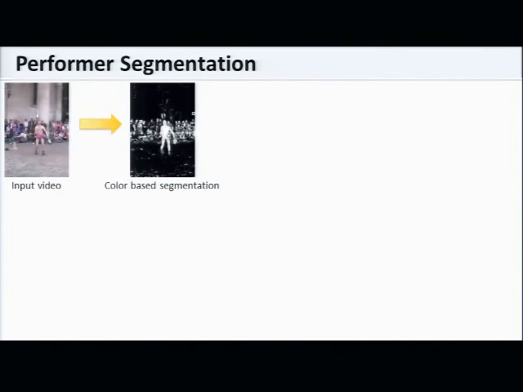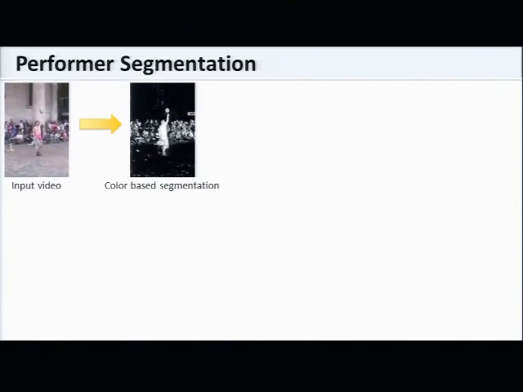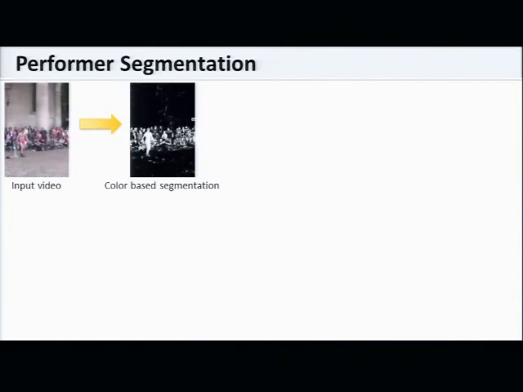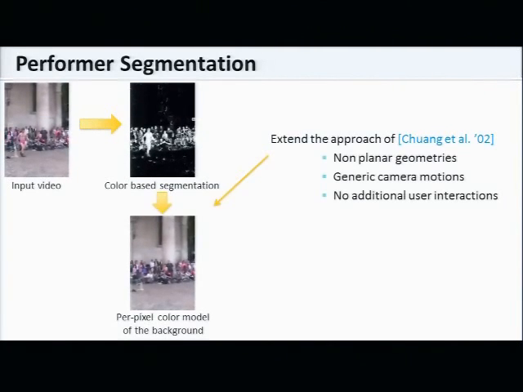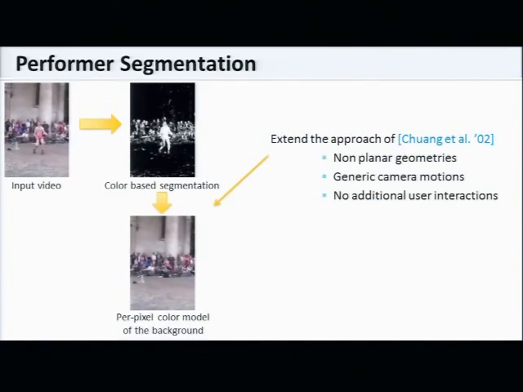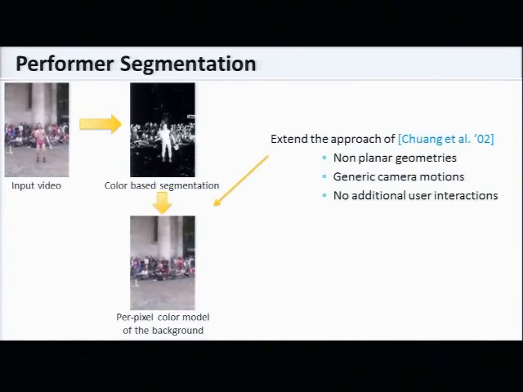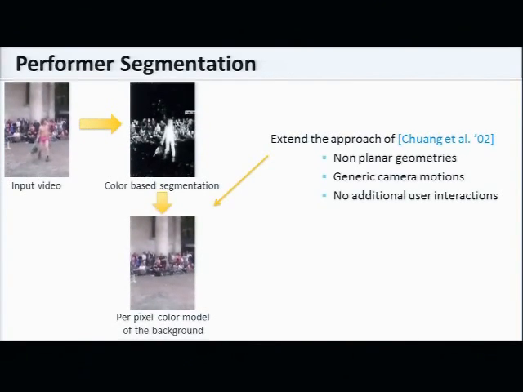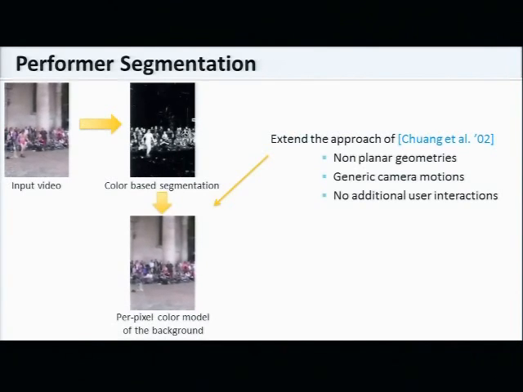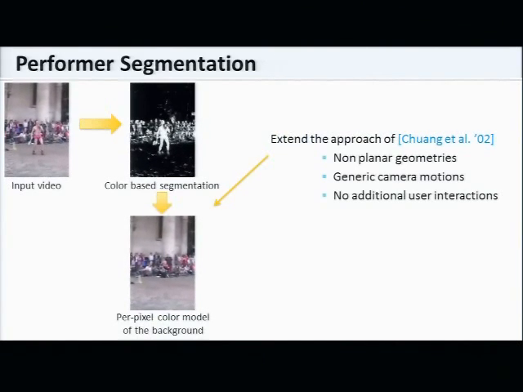So what we did is that we use this as a conservative segmentation, by saying that everything here that is black is for sure background, and everything that is white can be background or foreground. And we use this information to generate a per pixel color model of the background. This is similar to the Chuang et al. video matting approach, where we retrieve the color of what is missing in one frame by looking forward and backward in time for a pixel which represents the background.